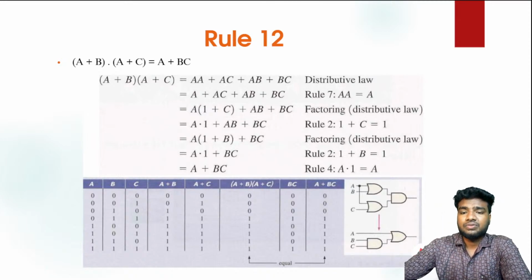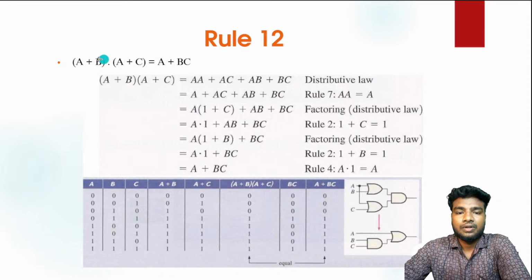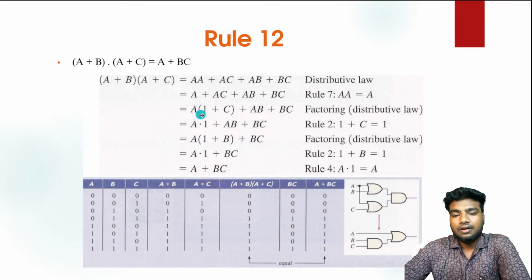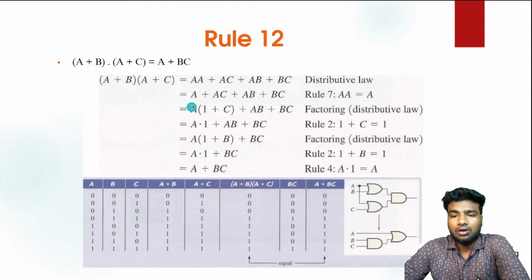So and then I'm just multiplying this term and this term by using the distributive law. a into a plus a into c, so a into a plus ac, plus ba plus bc. So we know that a into a we can write as a, and then I am taking the a out from these two terms, so I have remaining a into 1 plus c. That's the factorizing method I'm following.